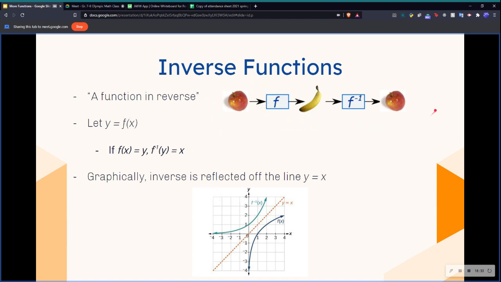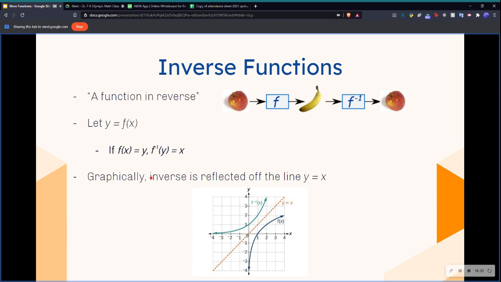I guess this is a picture of what that looks like. So you say you got an apple, that's your original input. If you pass it through f, you get a banana. Now if you pass a banana through your inverse function, you get back your apple. So you're back to the original input. This is just a visualization of what this actually is.